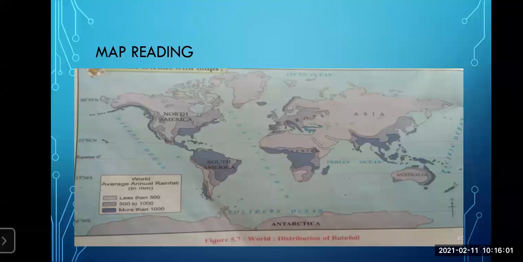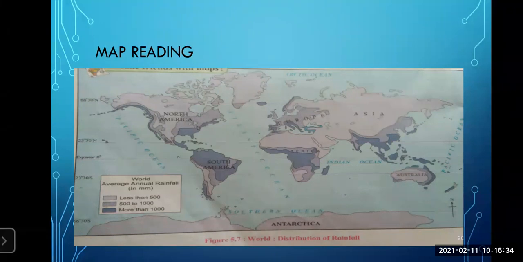Equatorial region, monsoon region of Southeast Asia, Northwest Europe, Eastern Australia, and east and west coast of America receive high rainfall. Now, the next question asks: what is the reason for low rainfall in the central peninsular India? If you see Asia, in that Asia, the country India is there. But if you see the central peninsular part of it, it receives less rainfall.